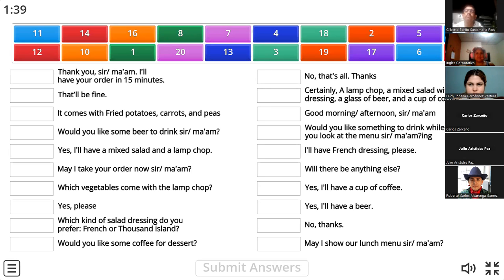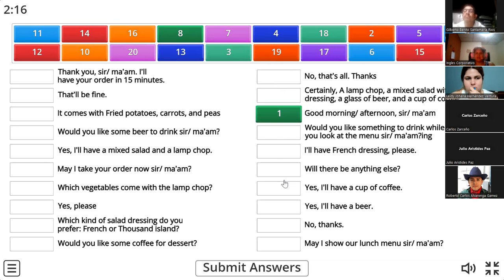Now that you have an idea about the conversation, which statement do you think is the first one? If you go to a restaurant, what is the first phrase that you say to someone? Good morning. Good afternoon. Okay, greetings. Good morning or good afternoon. So you consider this is the first one, number one? Yes. Okay.